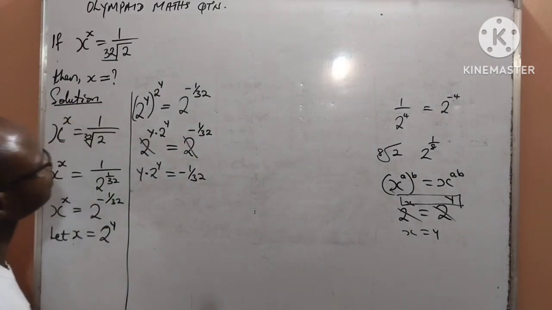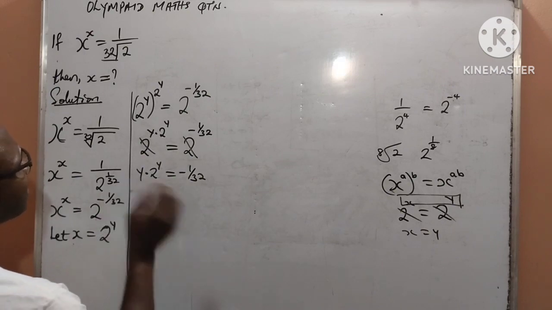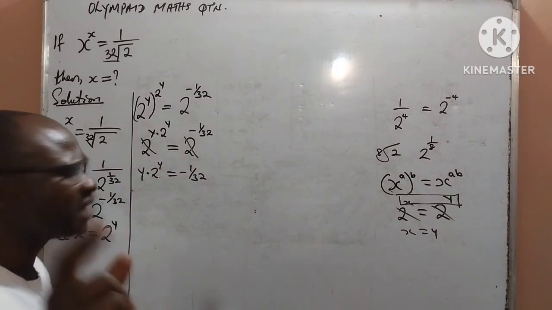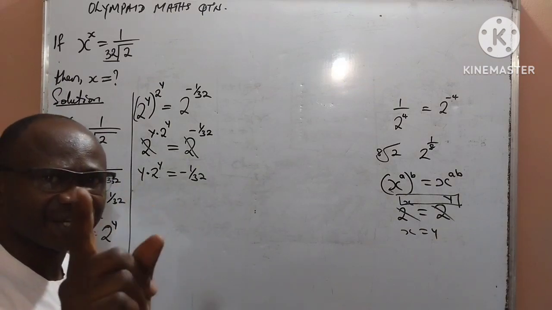Alright, we move on. At this point, what next should be done? I want to do this. I want to multiply both sides of the equation by negative 1.